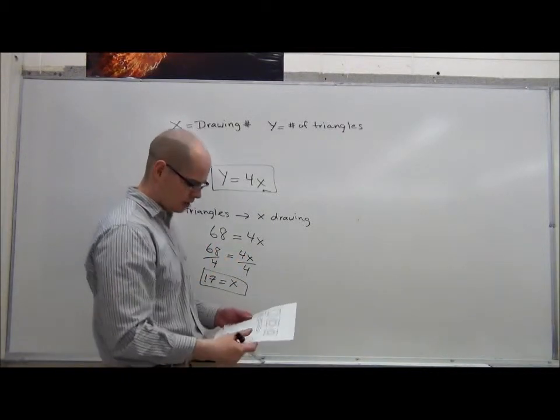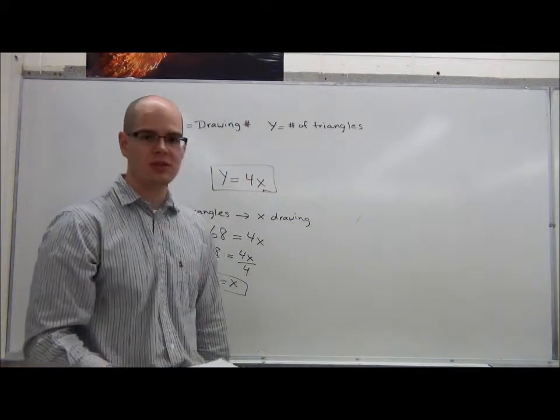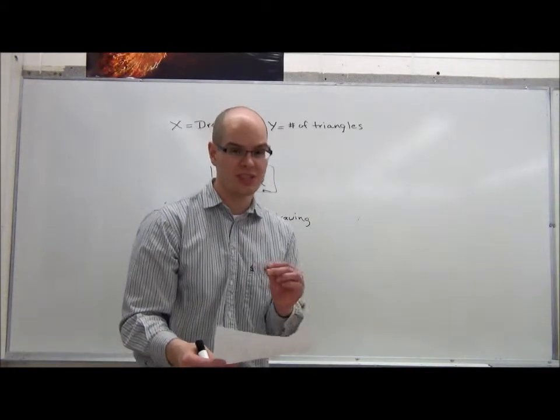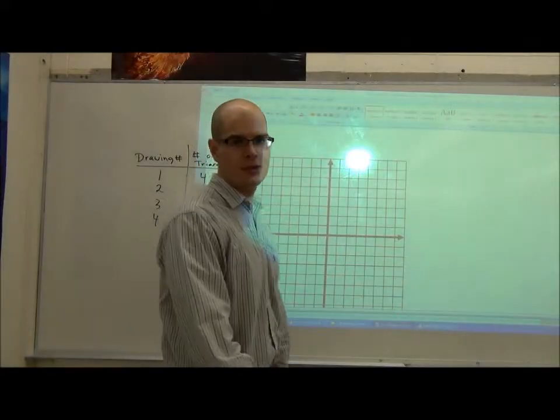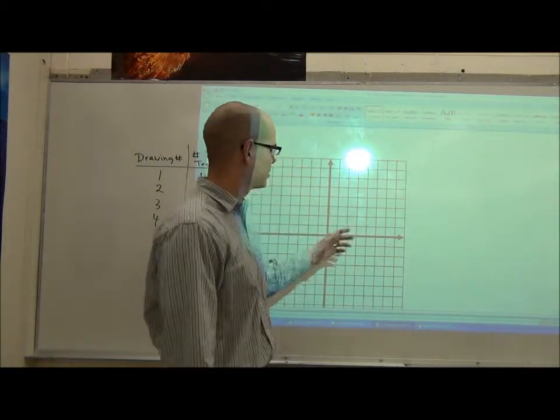Okay, so for D, which drawing would it be? It'd be the 17th drawing, which would give me 68 triangles. The last piece of the puzzle we need to add here is how to graph something like this.